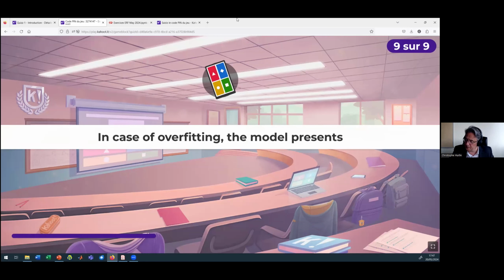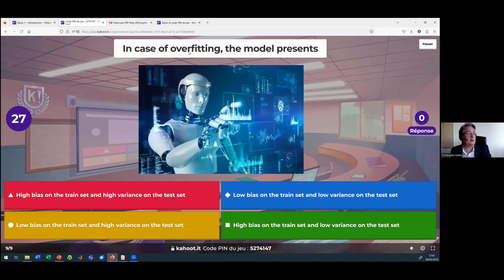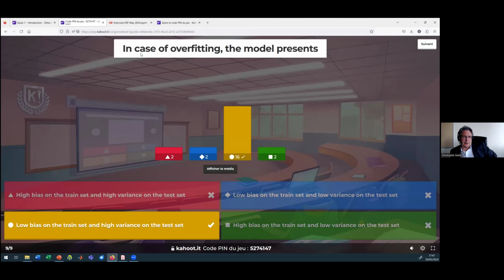Last question. In case of overfitting, the model presents a low bias on the train set and high variance on the test set. Great.